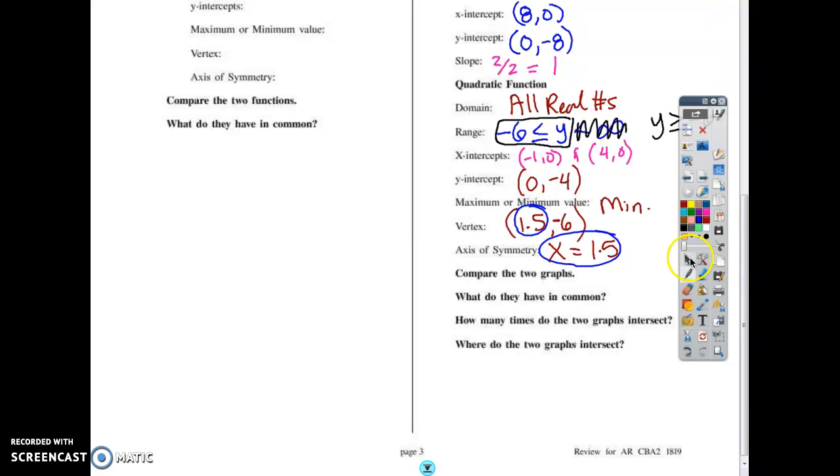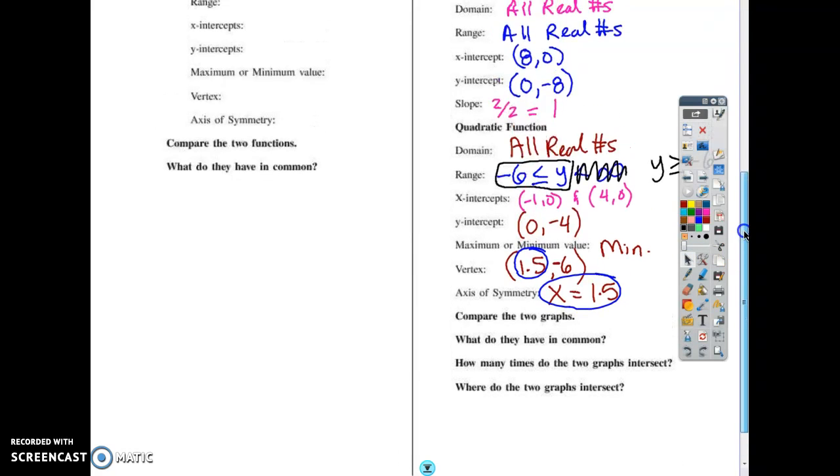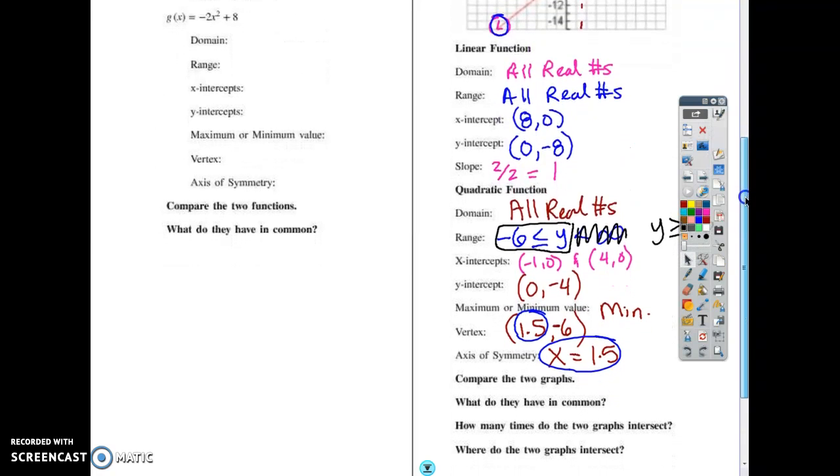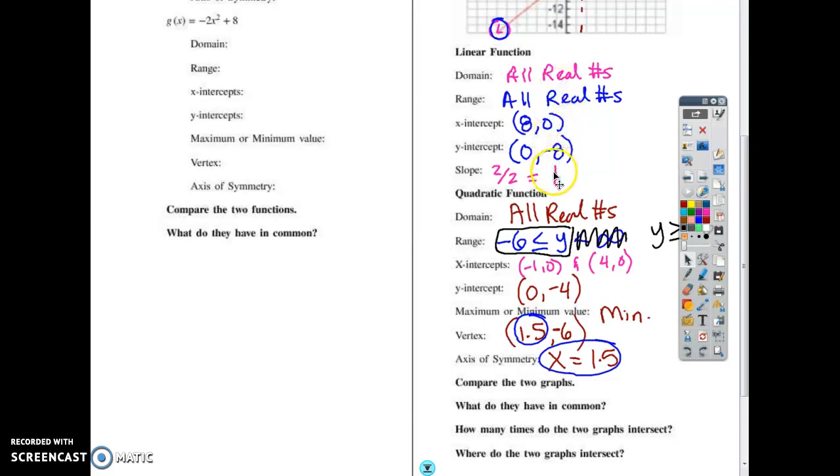Alright? So let's compare the two graphs. What do you notice about all the stuff that we answered on the linear function and the quadratic function? What do they have similar?